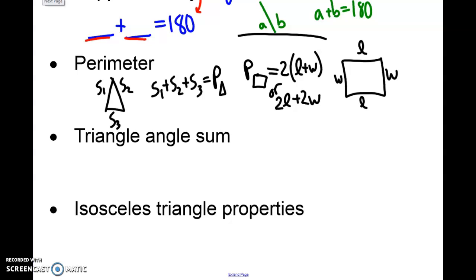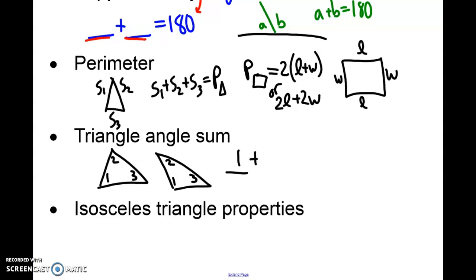All right, so we have triangle angle sum and isosceles triangle properties. So a triangle angle sum, no matter what the triangle looks like, all three of these angles, 1, 2, 3, they have to add up. So angle 1, angle 2, plus angle 3, they have to equal 180 degrees.